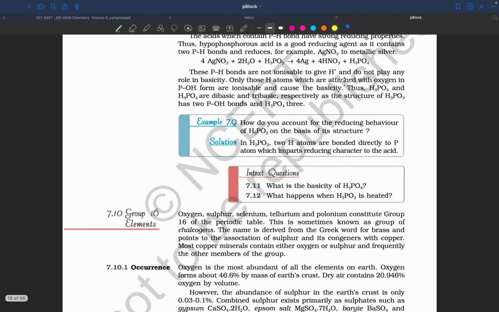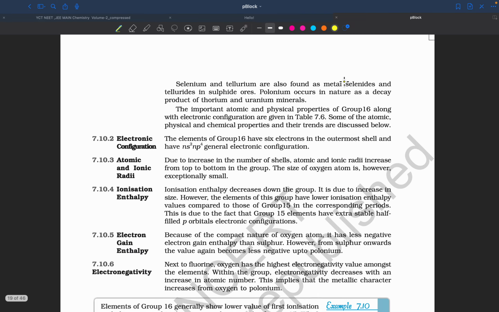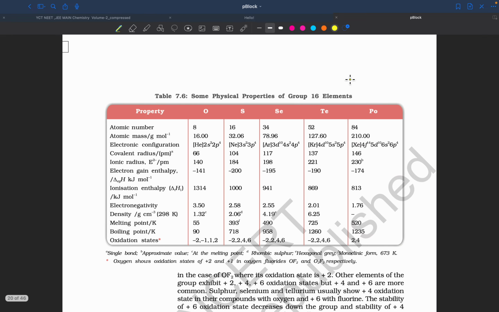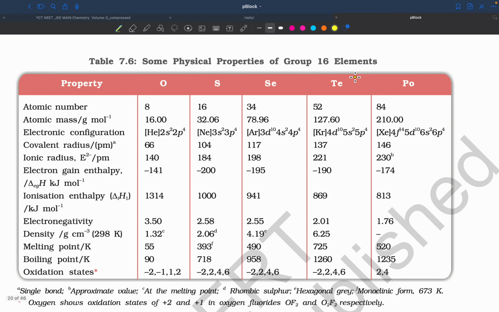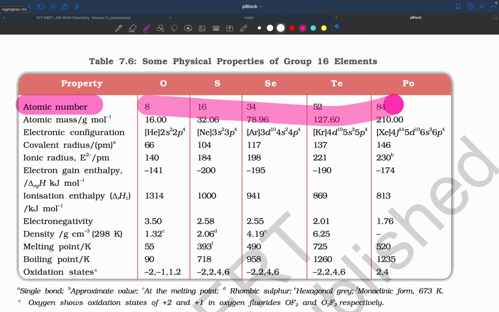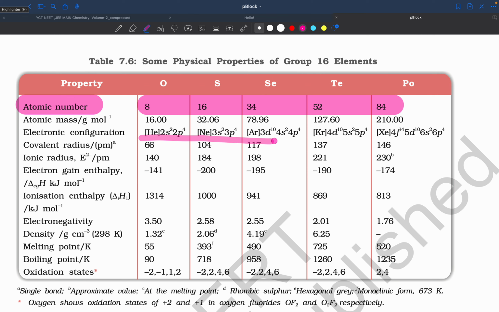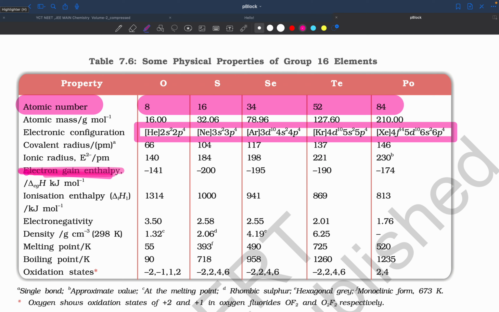This is our NCERT book, of course the old NCERT book. We have got this table. Can you see the table? Yes, sir. I'll mark a few things here. This is atomic number. These are the numbers given here. Atomic size is okay. The electron configurations we have written with the noble gas core. Covalent radius, ionic radius. Electron gain enthalpy, this is what you have to remember.